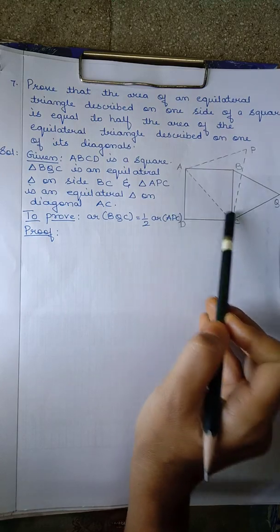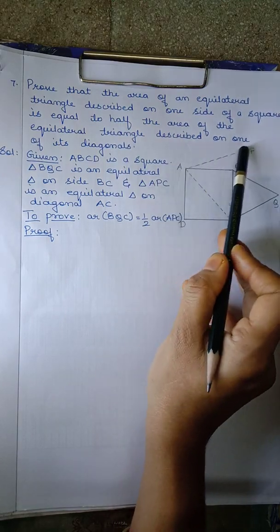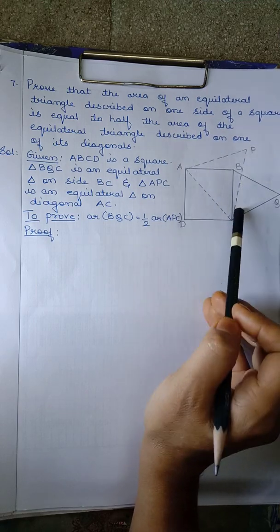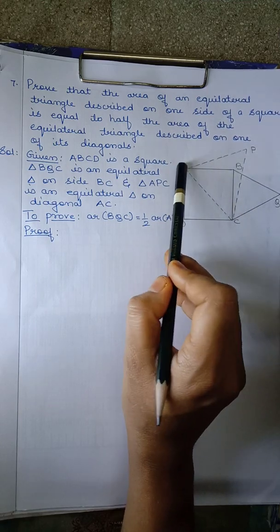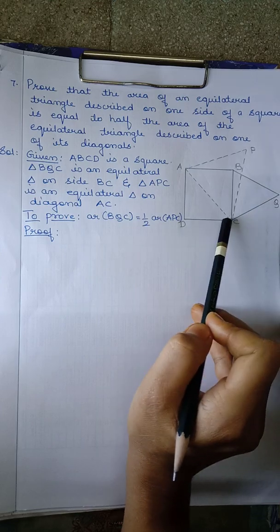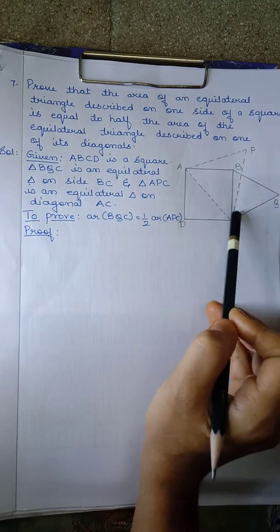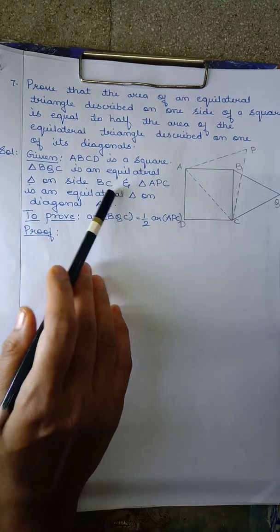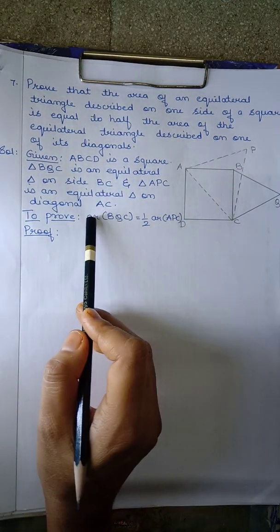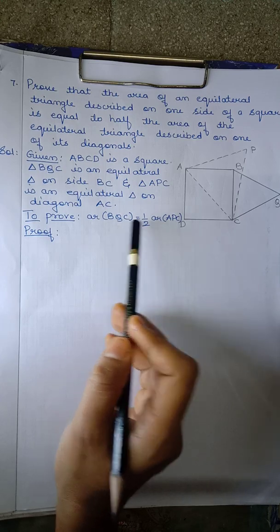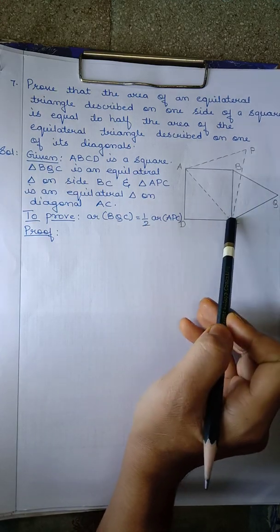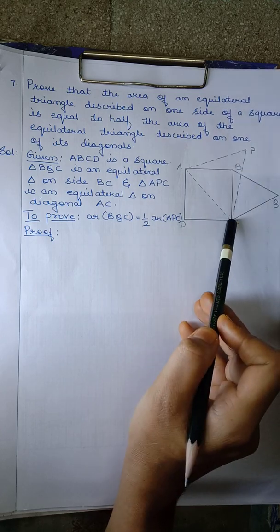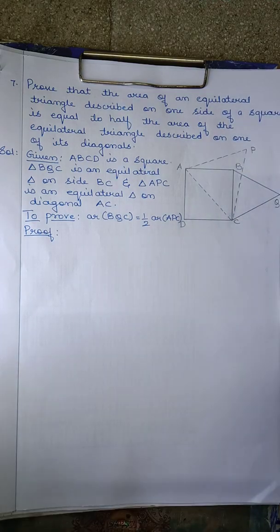So AC is the diagonal, and on this diagonal there is another equilateral triangle APC. I have named it as APC. So you have two equilateral triangles APC and BQC, one on side BC and one on diagonal AC. And ABCD is a square. So these are the given things. You have to prove that the area of the triangle BQC is equal to half the area of APC. Okay. Yes, children.